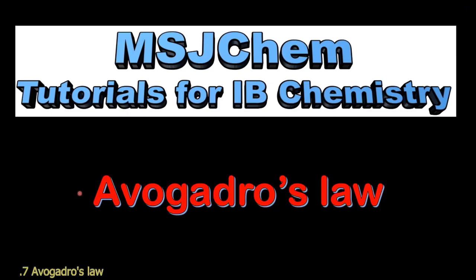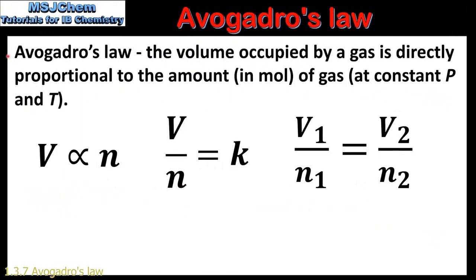This is MSJ Chem. In this video, I'll be looking at Avogadro's law. Avogadro's law was covered in a previous video, and we saw that the volume occupied by a gas is directly proportional to the amount in moles of gas at constant pressure and temperature. This can be shown as V is directly proportional to N, V over N equals a constant K, or V1 over N1 is equal to V2 over N2.